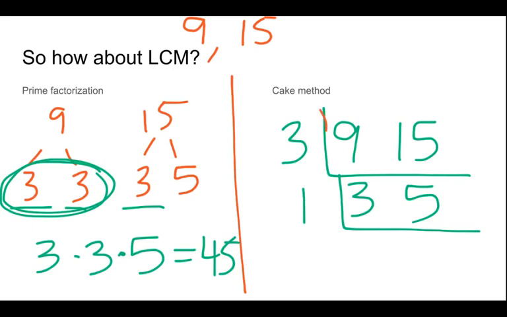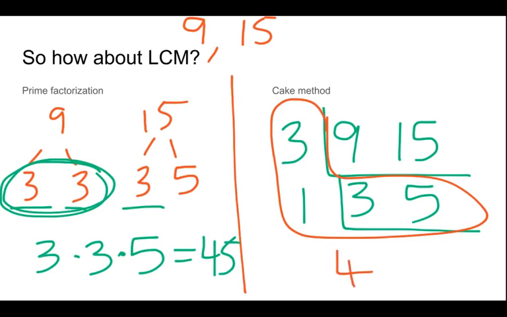And again, still looking at the L shape right there. And then multiply those all together. 3 times 1 is 3. 3 times 3 is 9. And 9 times 5 is still 45. Doesn't matter which method you use again, it still will work.